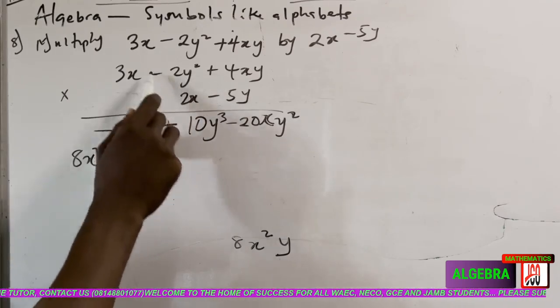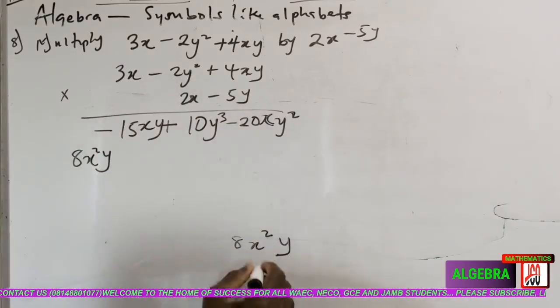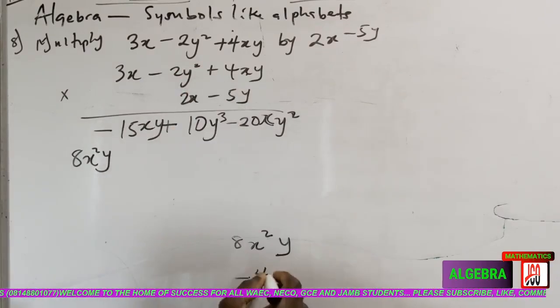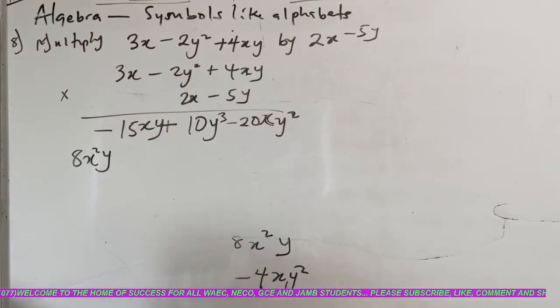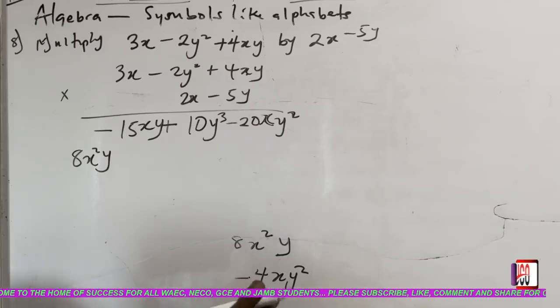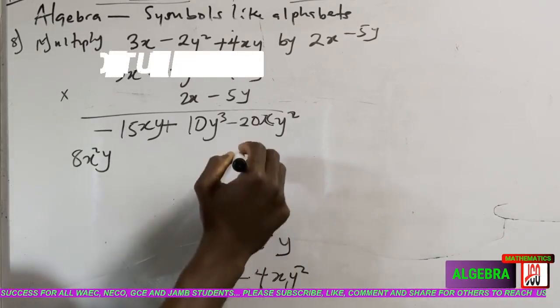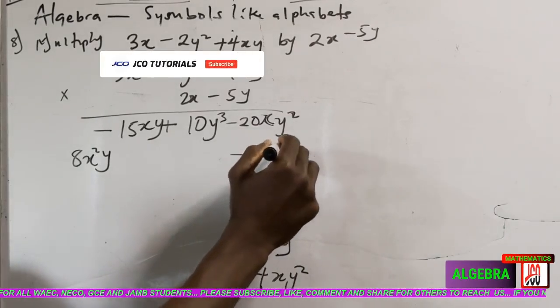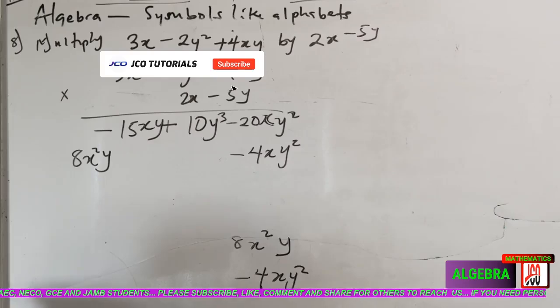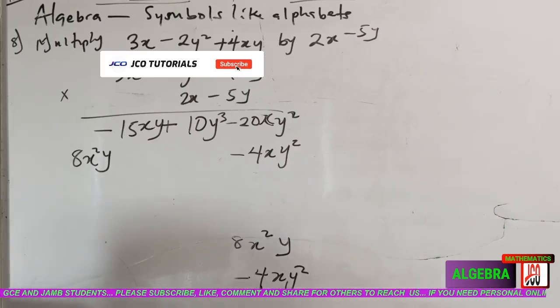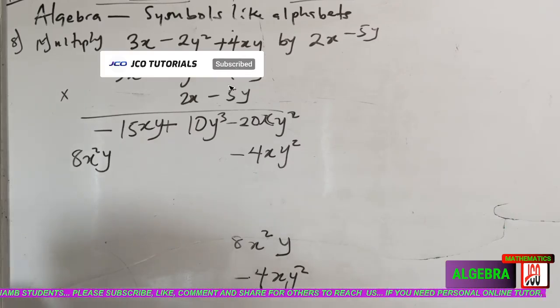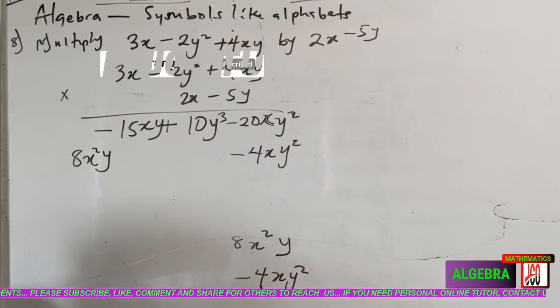Okay, go on. This 2x now will multiply minus 2y square. So plus and minus is minus. 2 times 2 is 4. X times y square is xy square. If you notice this xy square, you have a coefficient here. So minus 4xy square, I'll put it under here. I will arrange it according to their like terms because I will eventually need to add only like terms. I believe you are following.